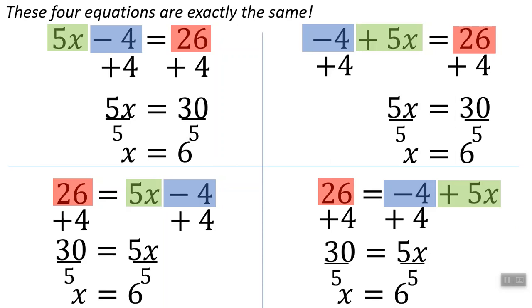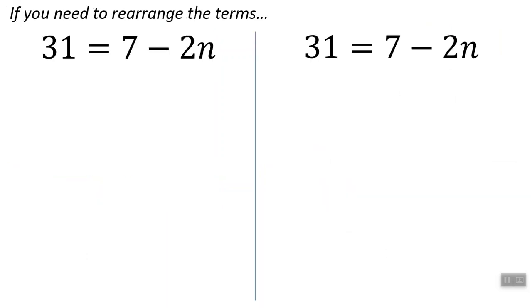Now sitting back and looking at this all at once can get really visually confusing. So we're going to do a few more where it's just one equation. So I've got two of the same equation. We're going to just tune in on the left side first. If you need to rearrange the terms, first thing would be 31 is going to be by itself. This 7 minus 2n is going to be by itself. We're going to flip sides.